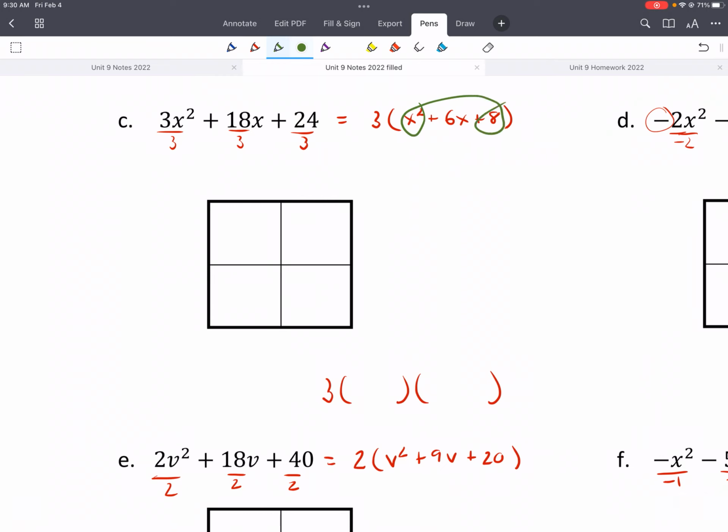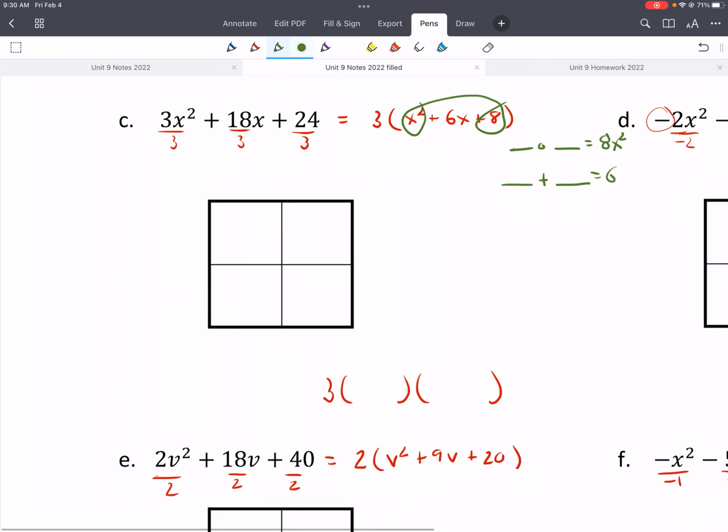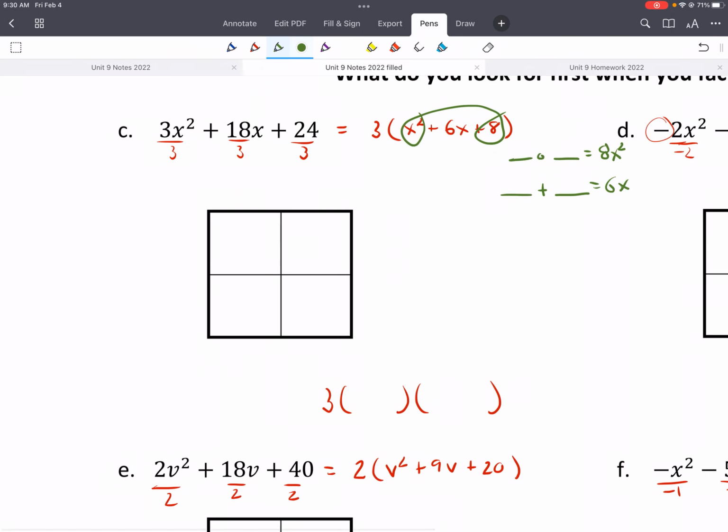What multiplies and gives you 8x squared, and also adds or subtracts to give us 6x? Okay, so think about that for a second. For 8, you got 1 and 8, and 2 and 4. So we'd have to do something like 2x plus 4x, and 2x times 4x gives you 8x squared, so that's great. All right, so then we'll just take that in here, and that here, and then these go in these boxes.